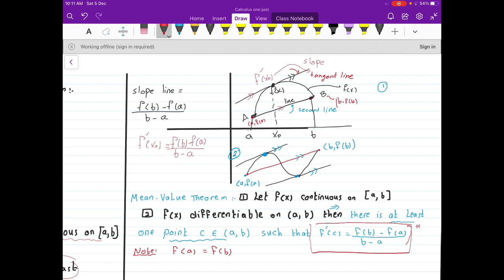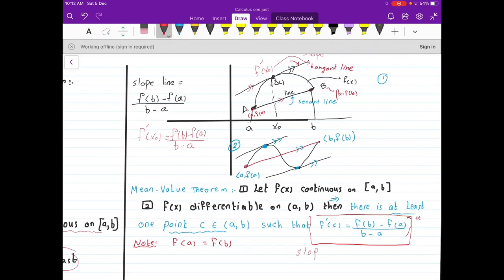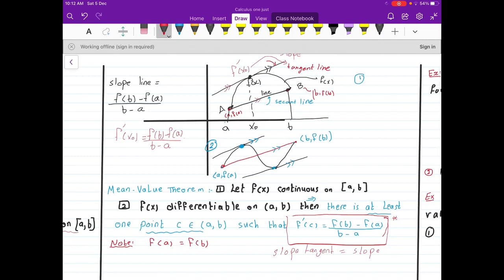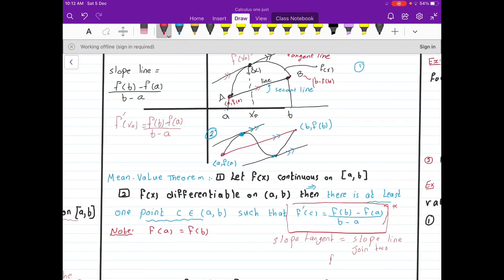What does this condition mean? There exists at least one point in the interval such that the slope of the tangent line at this point, f prime of C, which represents the slope of a tangent line, equals the slope of the line between the two points. So f prime of C is the slope of the tangent line at C, equal to the slope of the secant, or the slope of the line that joins two points. What are the two points? They are A, f(A) and B, f(B).